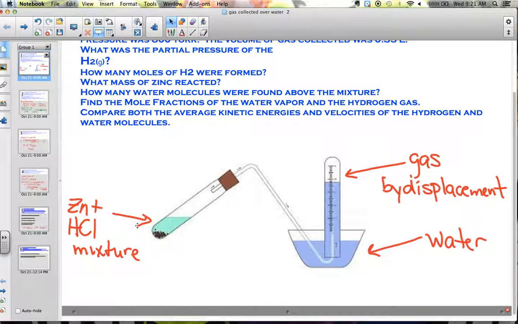So we'll have a reaction vessel with our solid zinc and our hydrochloric acid mixture. The solid zinc will react with the hydrochloric acid, creating bubbles. Those bubbles will be forced through the tube into here. And this will be originally filled completely with water so that as the gas bubbles up, the water is pushed out.